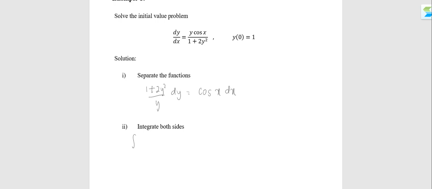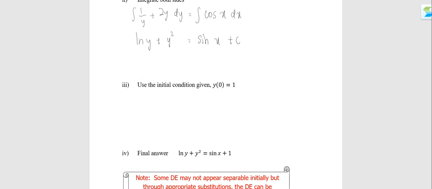So you integrate. So you can separate this as 1 over y plus 2y dy equals cos x dx. Okay, and then when you integrate you will get ln y plus y square equals, integrating cos x, sin x plus c. You need plus c there.